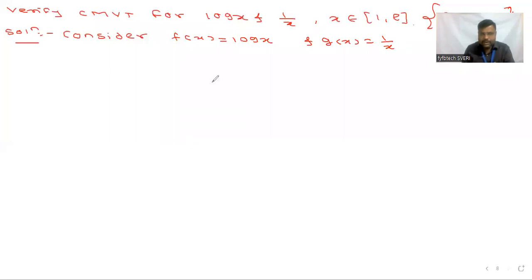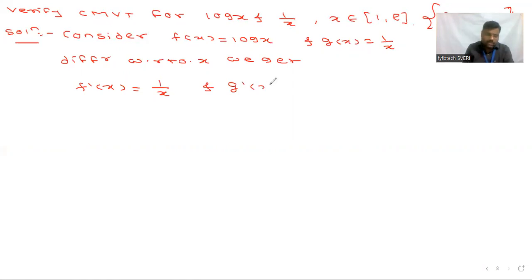Okay. So differentiate with respect to x, we get: what is the derivative f dash of x? 1 by x. Very good. What is the derivative g dash of x? Minus 1 upon x square, or x raised to minus 2. Okay.